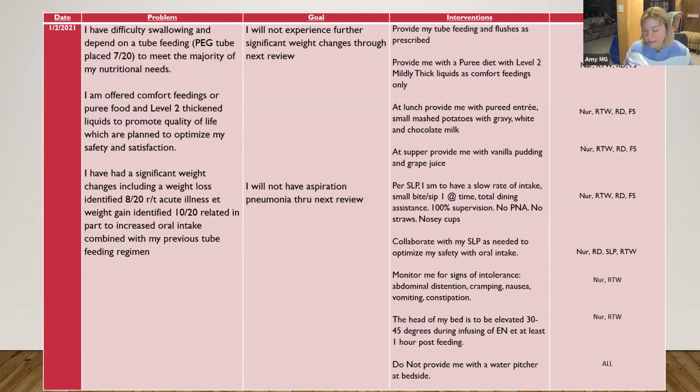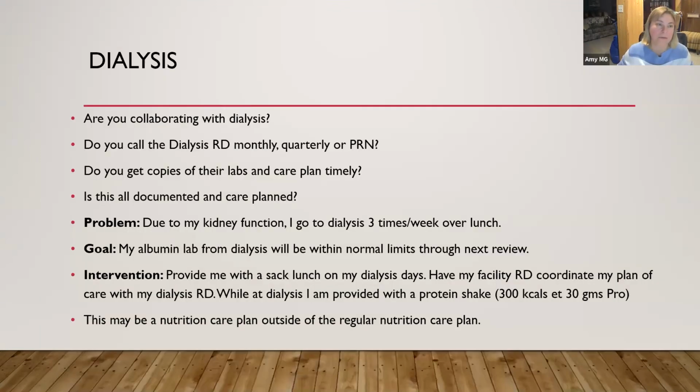And then dialysis. This was something new just a handful of years ago. They were asking, are you talking with the dialysis center? Are you calling the dialysis dietitian monthly, quarterly, or PRN? Are you getting their labs from dialysis and their care plan timely? Because they have their goals happening, and we have our goals happening. So how are you networking with that dialysis dietitian?